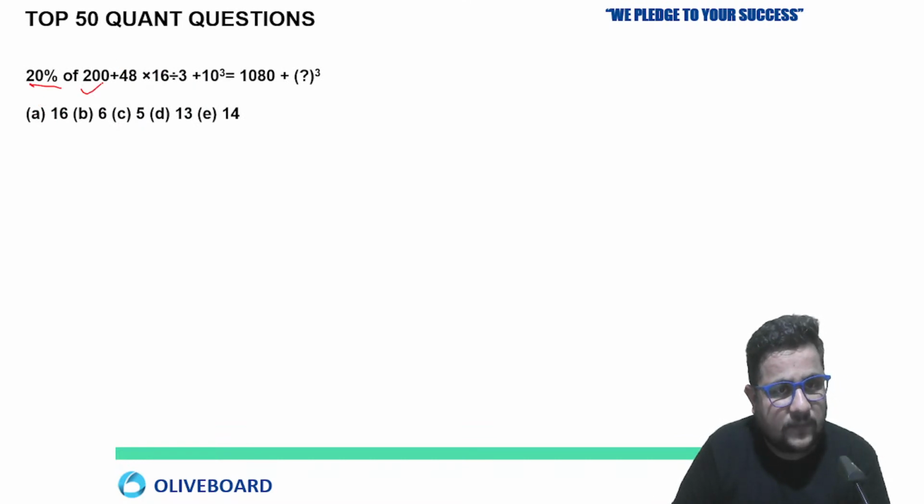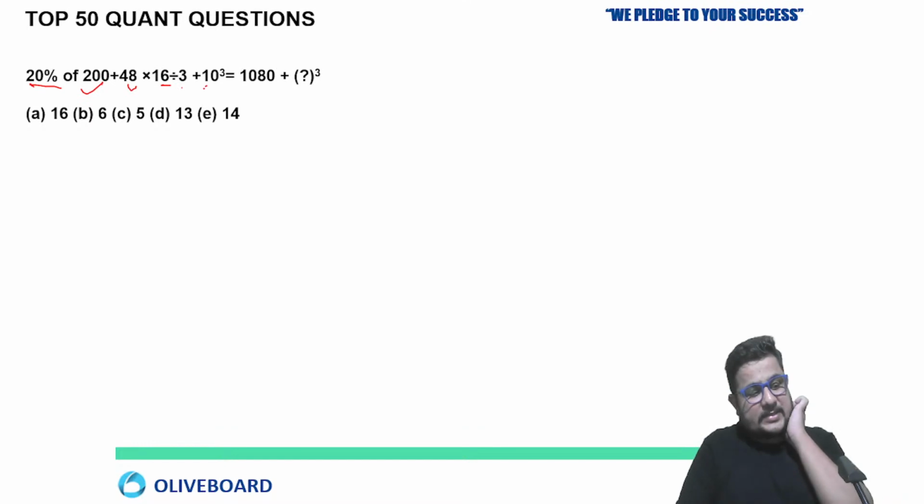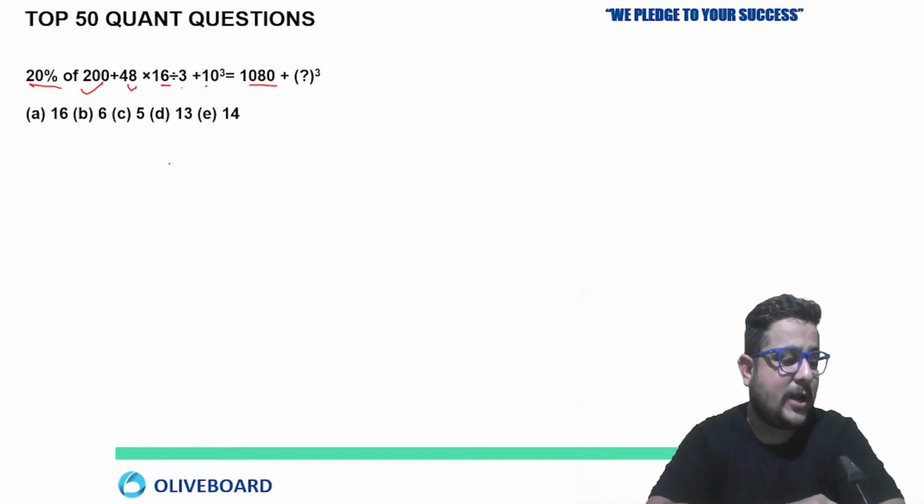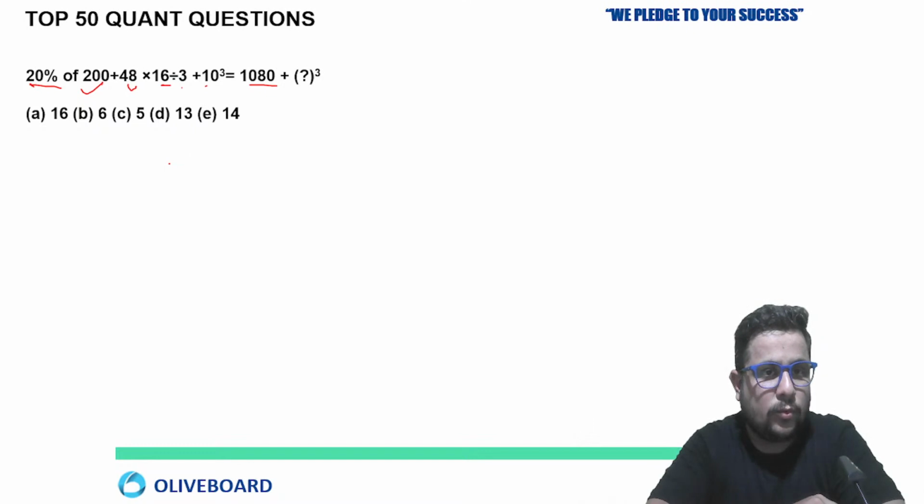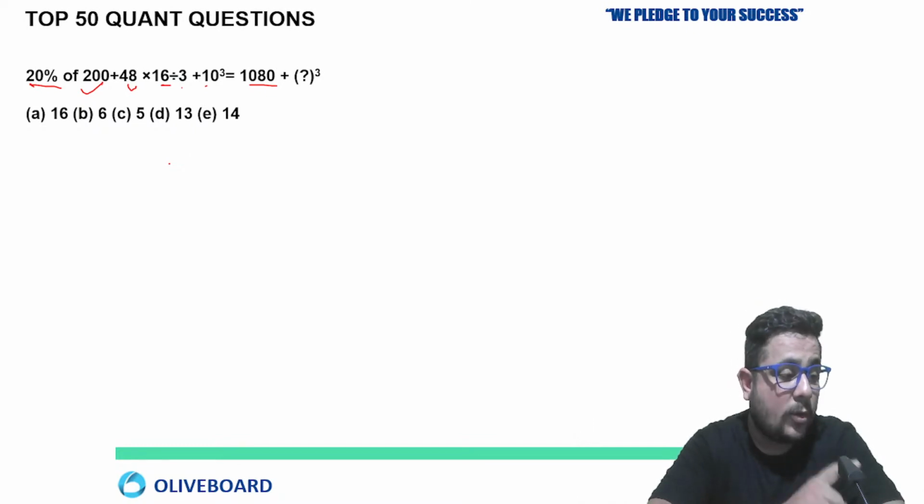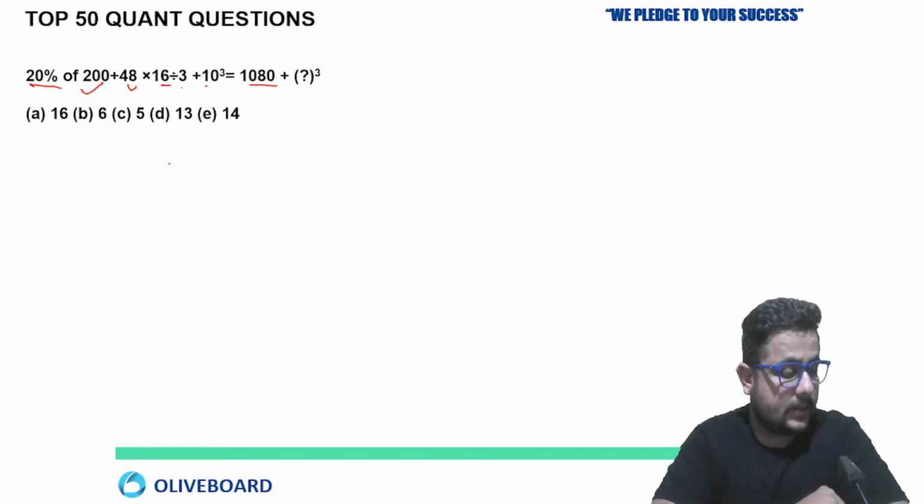Tell me 20% of 200 plus 48 multiply 16 divided by 3 plus 10 cube equal to 1080 plus question mark cube. Now tell me the value of this one. Be fast. I'm checking your answers. How many of you will get 10 out of 10? Just count your correct answers also. And at the end, I will ask how much you scored. Tell me the answer.